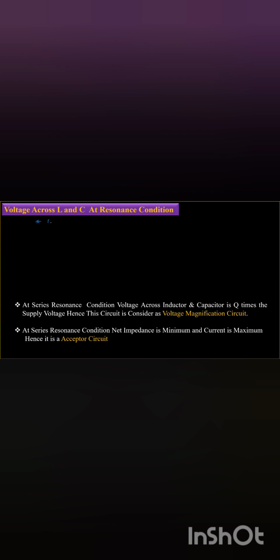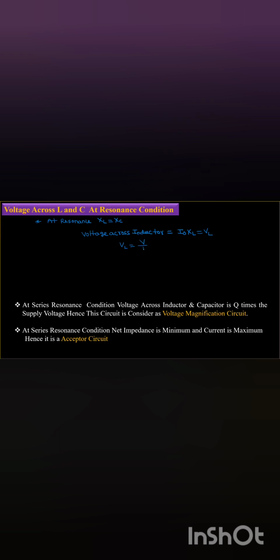Students, at resonance condition, XL equal to XC. I have given the proof already. Then what is the voltage across the inductor? Voltage across the inductor equal to I naught into XL, where I naught is the current at resonance condition. This is VL. Therefore, VL equal to, how to write I naught?